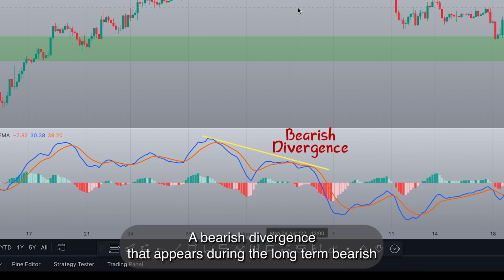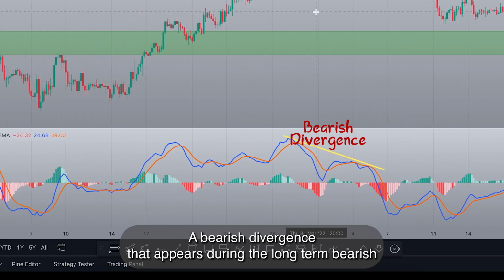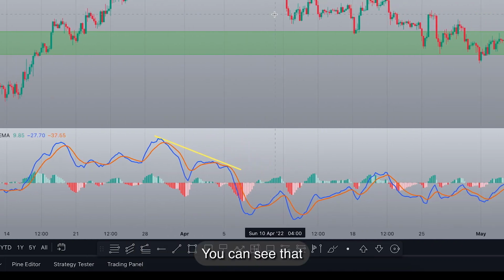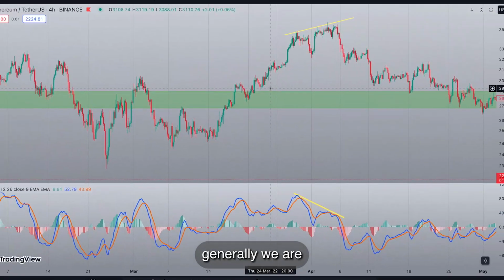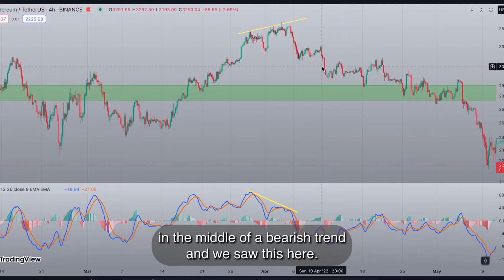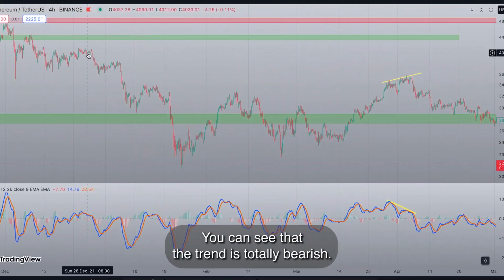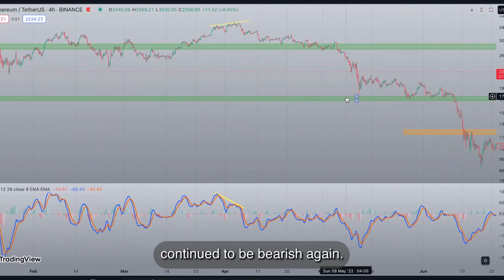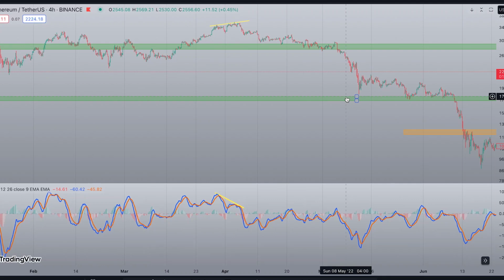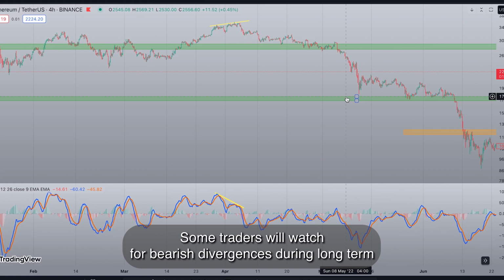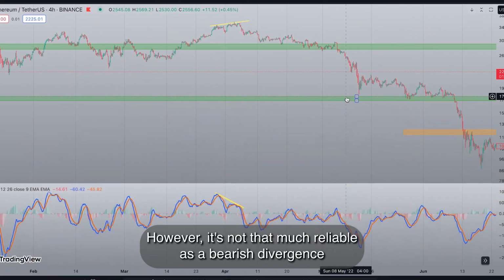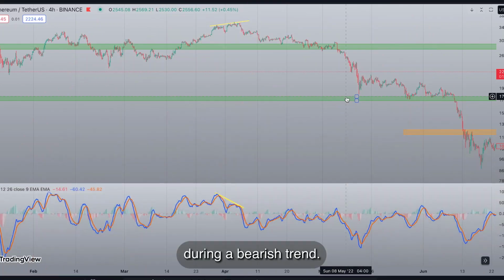A bearish divergence that appears during a long-term bearish trend is considered a confirmation that the trend is likely to continue. You can see that generally we are in the middle of a bearish trend, and we saw this here. You can see that the trend is totally bearish. Then we saw this divergence and the trend continued to be bearish again. Some traders will watch for bearish divergences during long-term bullish trends because they can signal weakness in the trend. However, it's not as reliable as a bearish divergence during a bearish trend.